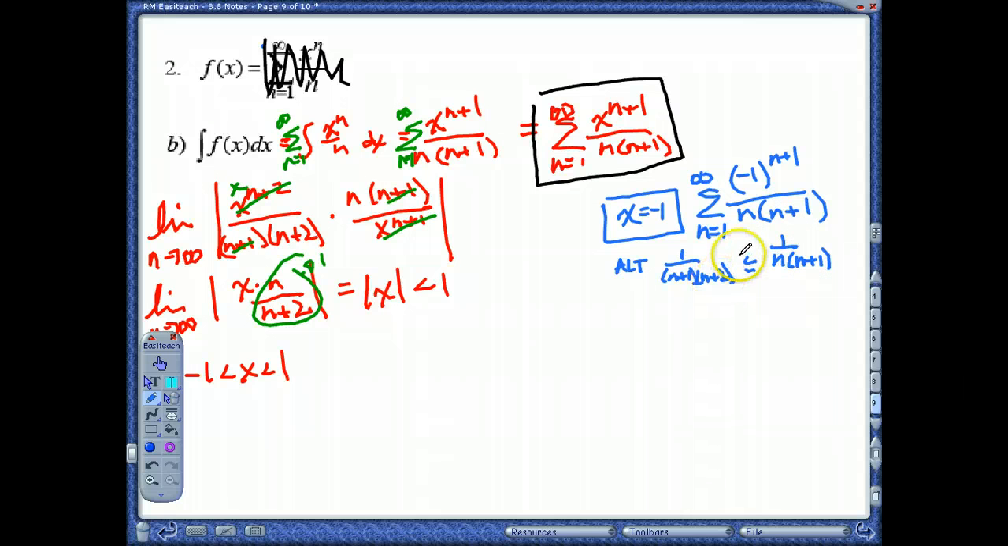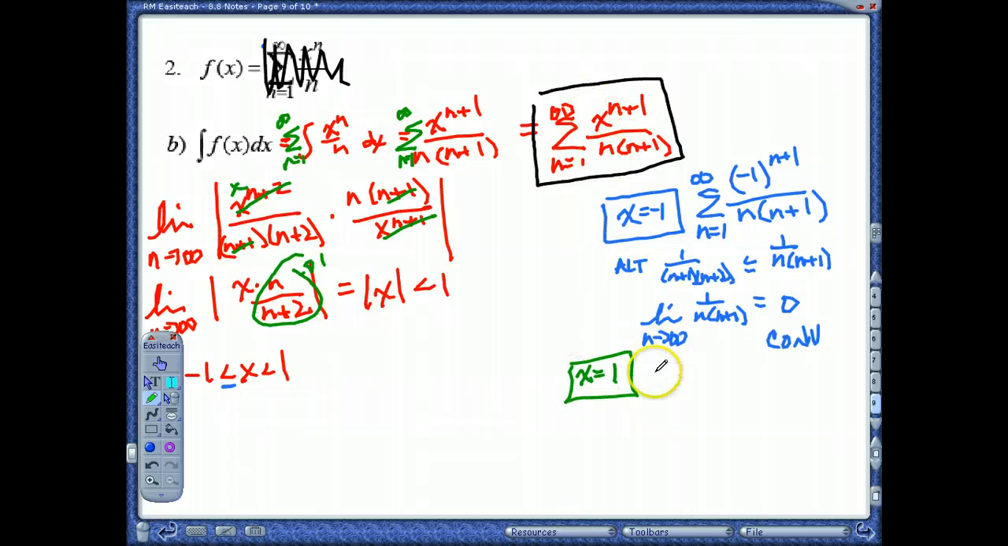And sure enough, we passed that. Then I want to look at the limit as n approaches infinity of our 1 over n plus 1. That equals 0, so it does converge by the alternating series test. Okay, then I'm going to put that little equal to bar in there. And then I'm going to do my x equals 1. Make sure you're putting it back up in here.